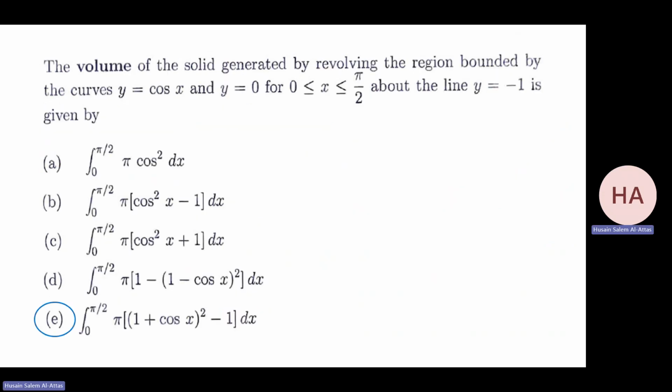Nice. The volume of the solid obtained by revolving the region bounded by the curve this about the line y equal minus 1. Okay, let us see the graph. I have y equal cosine x, which is here up to there. That is the function. And they have y equal 0, which is the x-axis. And for x between 0 to pi over 2. And they want this about this line, y equal minus 1.